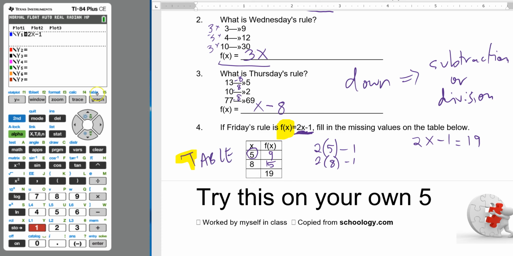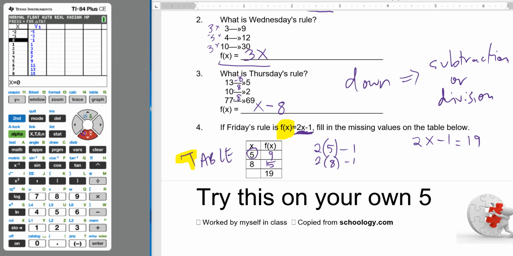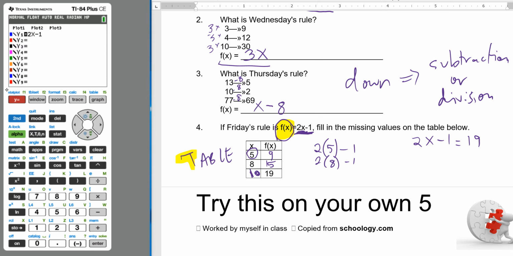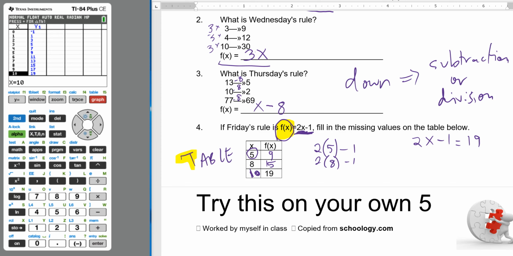The way that we get to the table, you see it here in blue, is second graph. Not only does it give us that 5 gives us 9, which we knew, 8 gives us 15, which we also knew, but if we go down a couple more, we could see that we hit a y value of 19 at x equals 10. So again, the easiest way to fill in this table was that f of x goes into y equals, type in the equation, second graph will take you to the table of values, and you can fill in any value you might want.